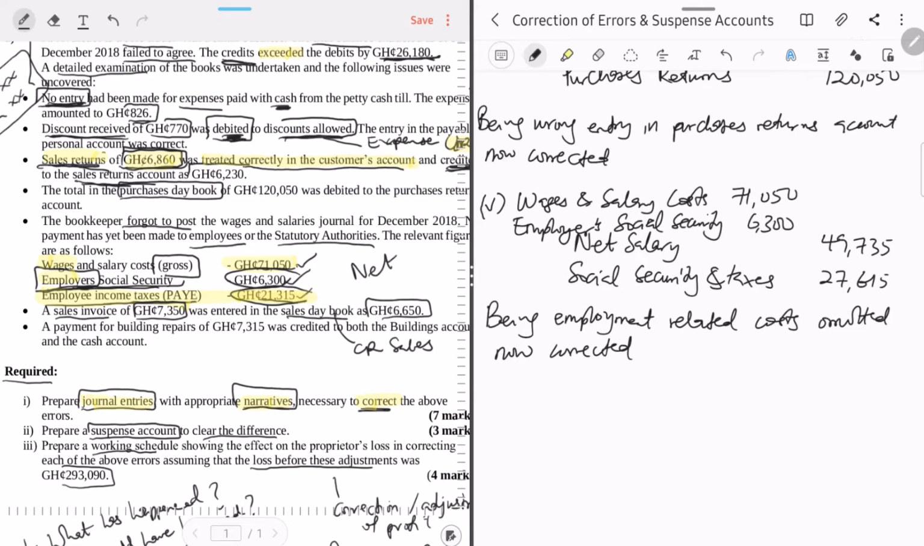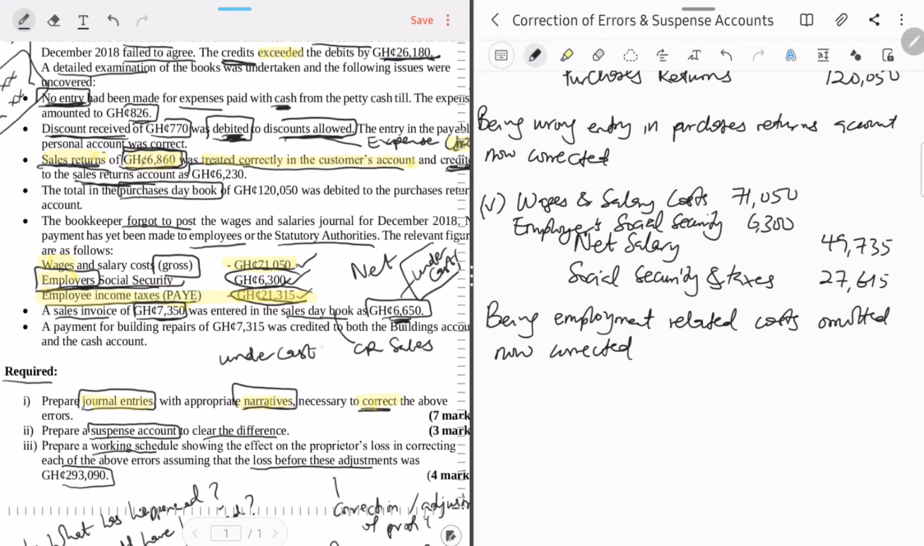So all we need to do now is correct the error. Here we have a sales invoice of 7,350 that has been entered in the sales day book as 6,650. So there's something here which we call an undercast. Another question may have said undercast.